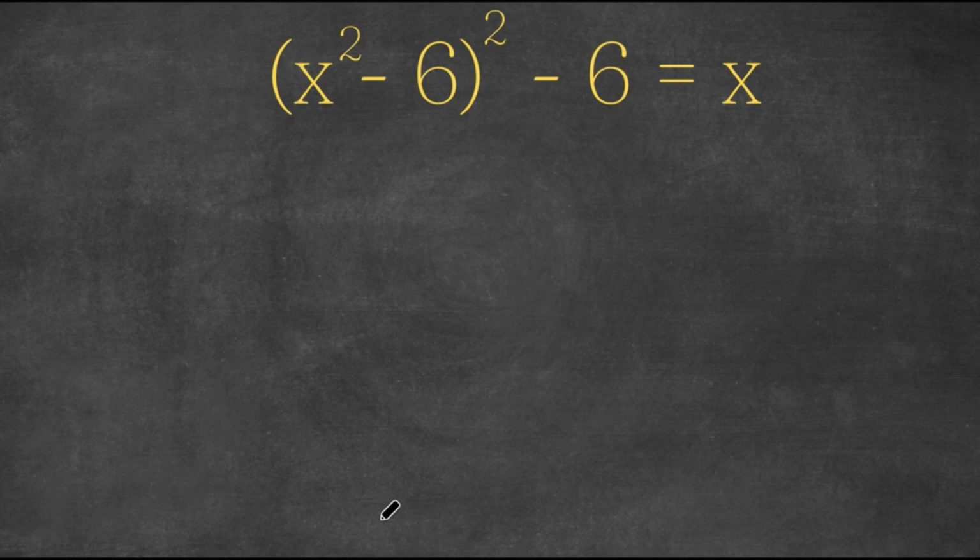In today's video, I'm going to be teaching you guys how to solve this exponential equation. So we have x squared minus 6, squared, minus 6 is equal to x. What I'm first going to do is set a equal to x squared minus 6. If we substitute a for x squared minus 6, our equation would be a squared minus 6 is equal to x.